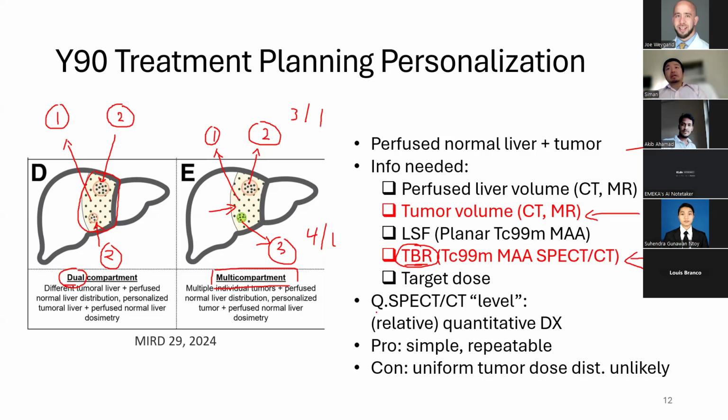For this, you need a quantitative SPECT, or PET, depending on what the imaging agent is. But relative quantitative diagnostic is very doable, because all you need to do is draw the volume of interest in the tumor, and then draw the volume of interest in the background, take the ratio, and you get the TBR. And again, the pro is that it's still simple and repeatable, but the con is that even though it's more realistic than the single compartmental model, uniform tumor distribution is not likely.